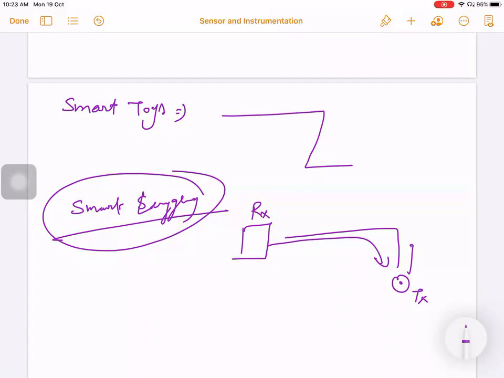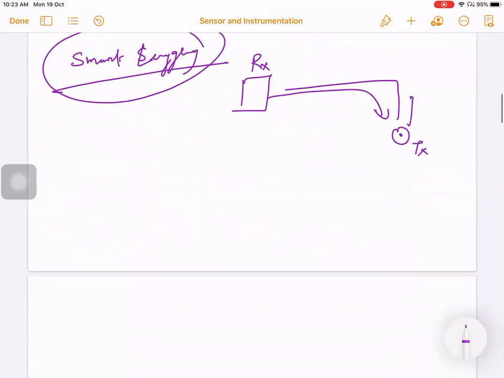The next one you can take as an example is biomedical sensing. If you have visited hospitals, there are so many machines available to check and monitor the response of the patient.